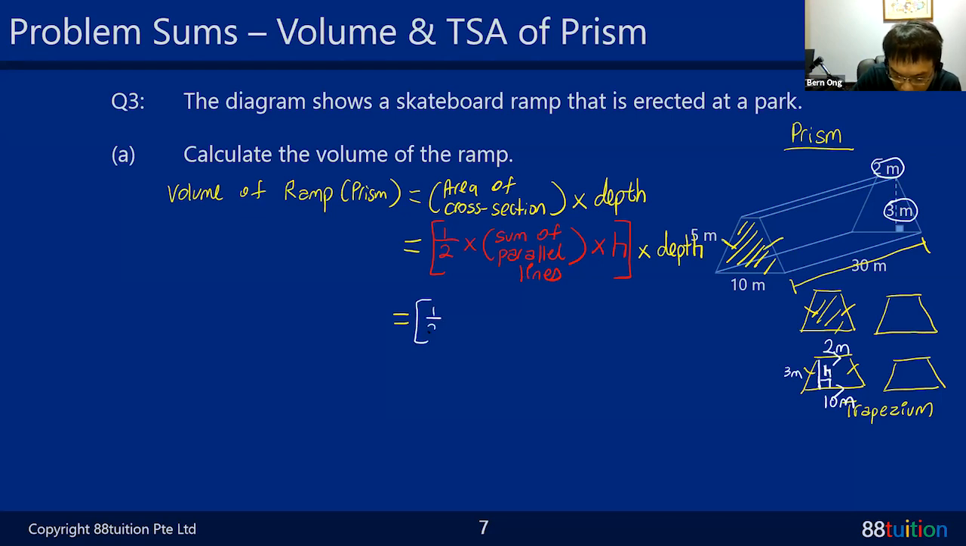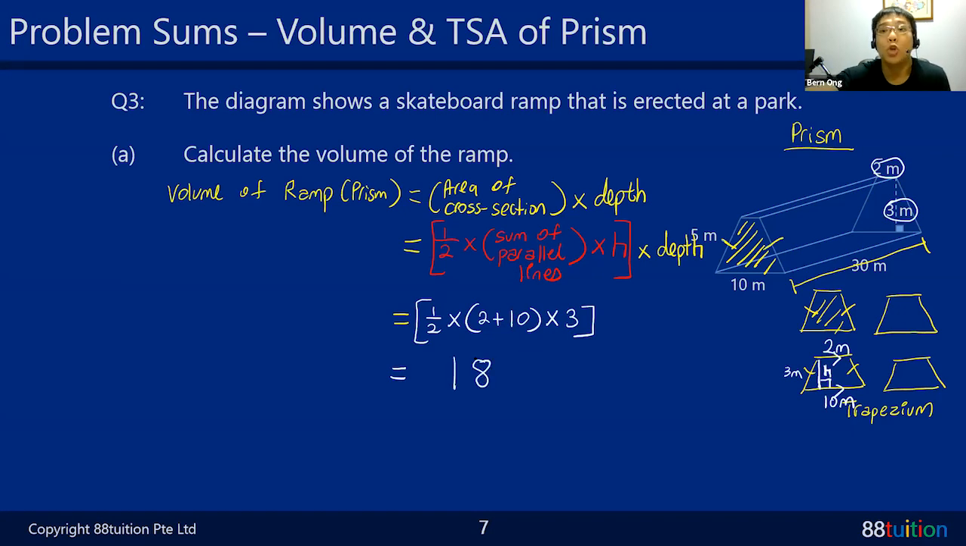Half, just write half, times what is the sum of parallel line? On top is 2, below is 10. So it's like 2 plus 10, no? Sum means what? Plus, 2 plus 10. Times height. What's the height? The height is 3. Okay. This gives you the area of the trapezium already, immediately. All right, so it's like half times 2 plus 10 is 12, times 3. 18, no? So down here is the area of the trapezium.